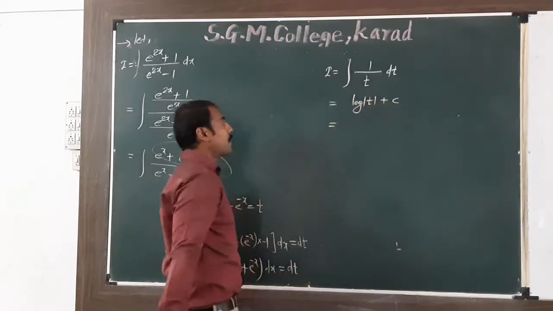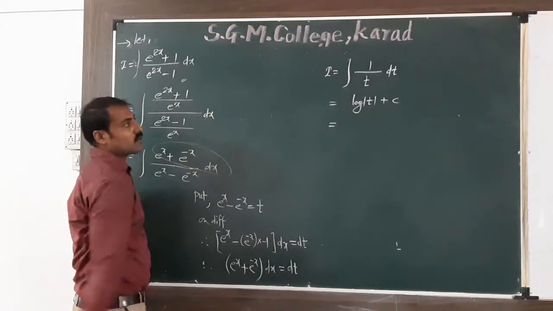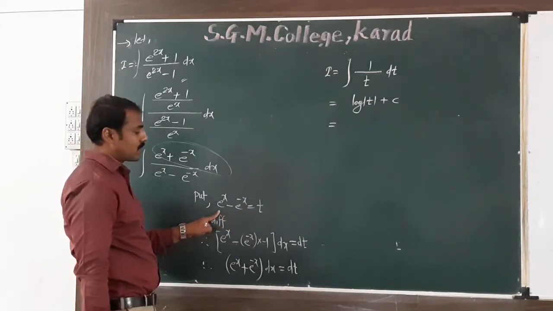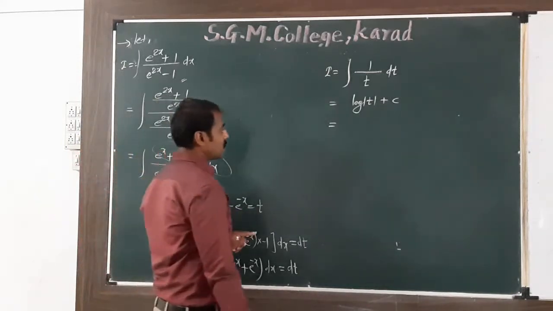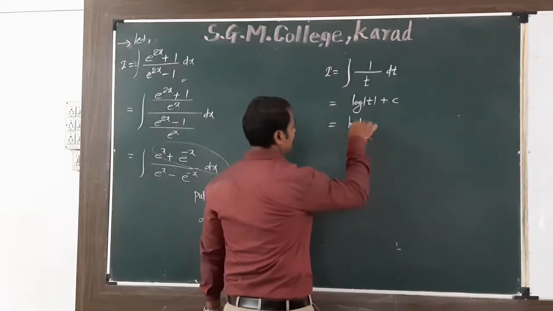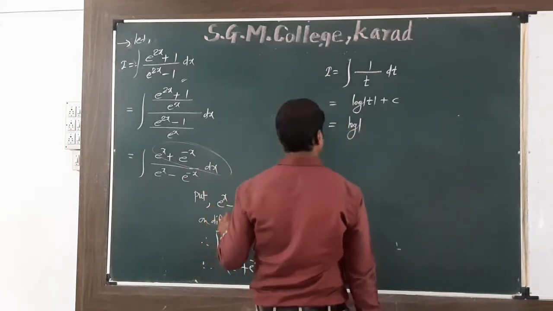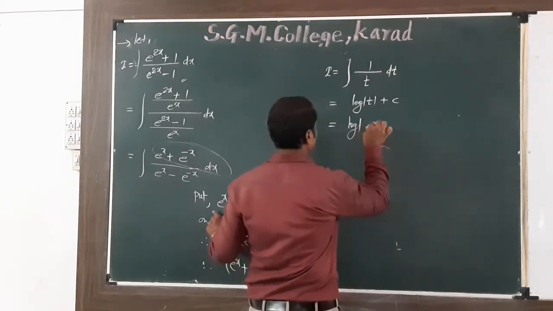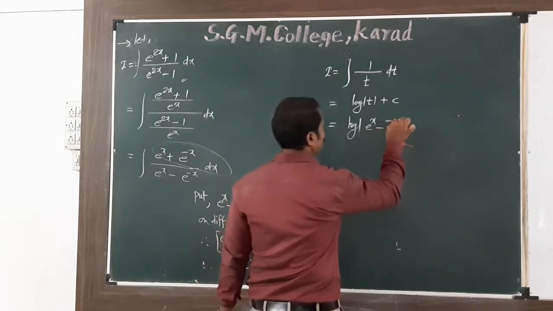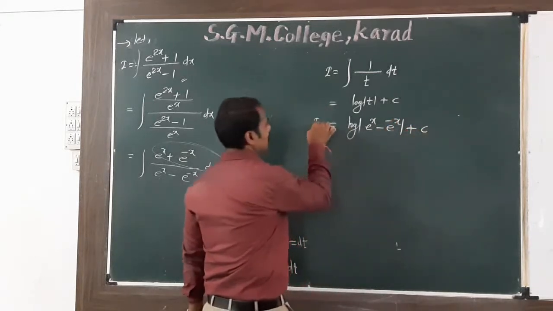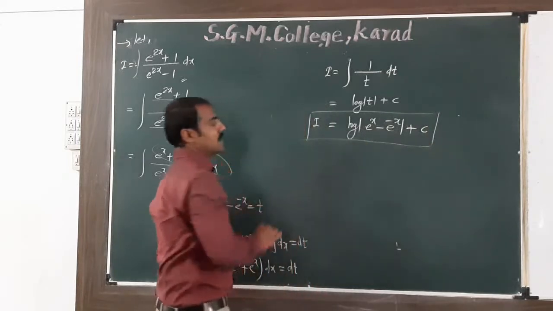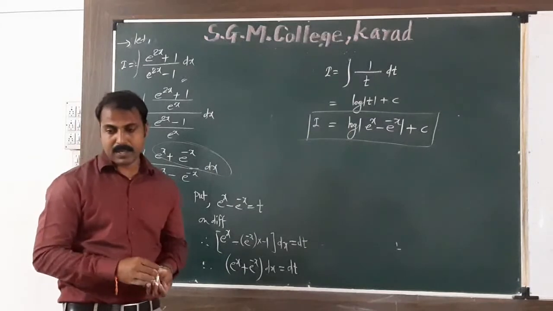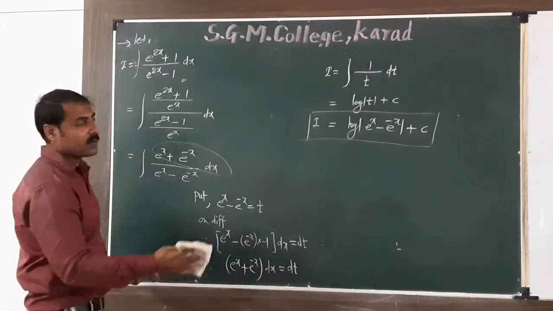But our example is in the variable x. So resubstitute the value of t. Resubstituting the value of t, which is e raised to x minus e raised to minus x, the answer of the example is log of mod of t, what is t? e raised to x minus e raised to minus x, plus c. This is the final answer of the given example. Okay. Next example is evaluate the integration of e raised to x.